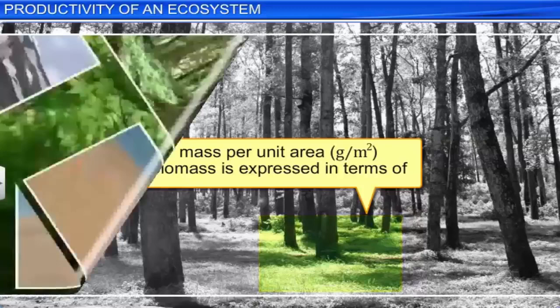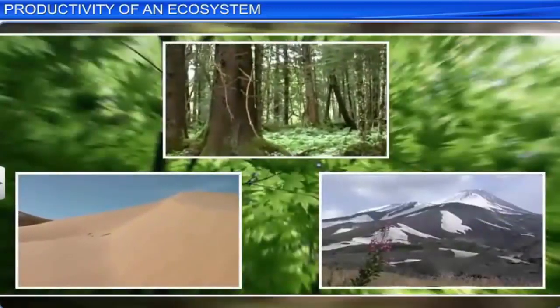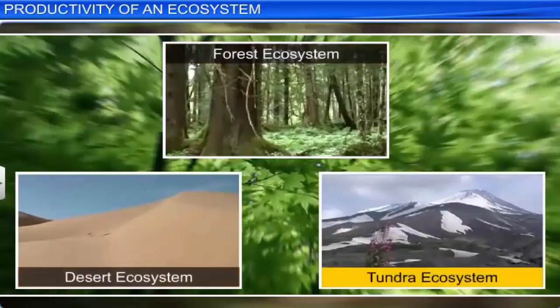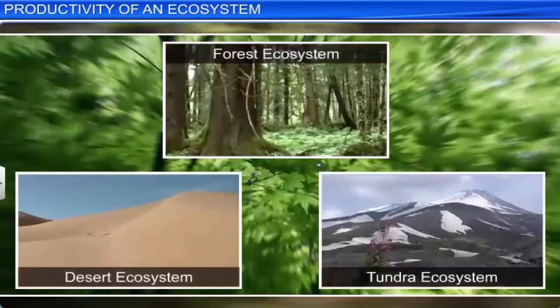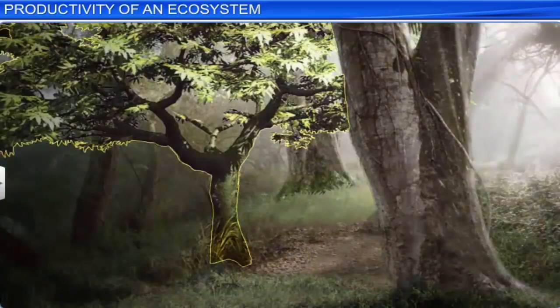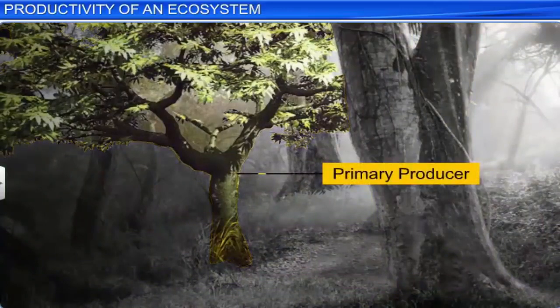If we compare a forest, desert, or tundra ecosystem, we find that the biomass of the forest ecosystem is greater than the other two. This is due to the presence of a large number of primary producers in the forest.